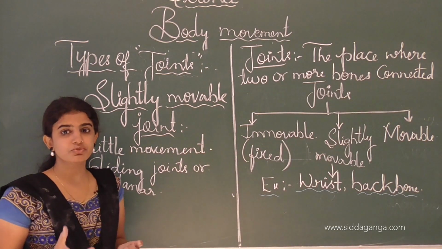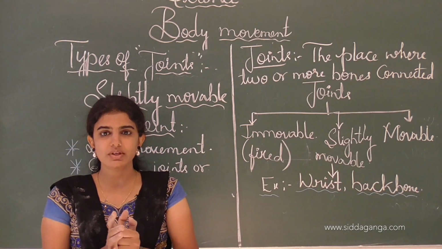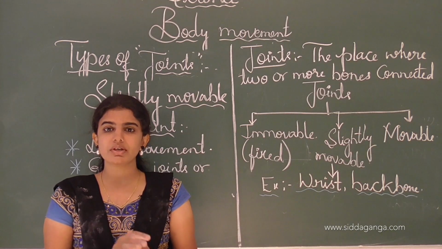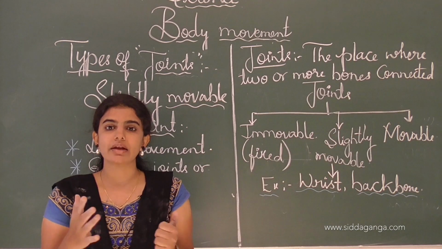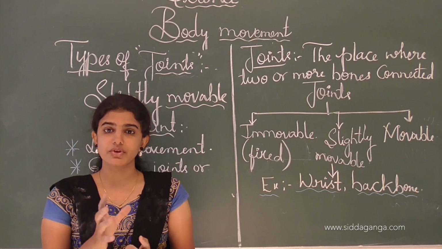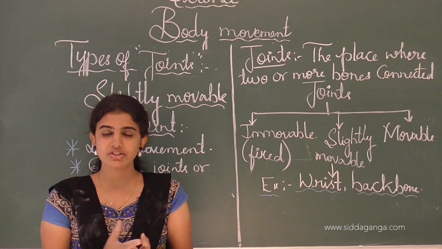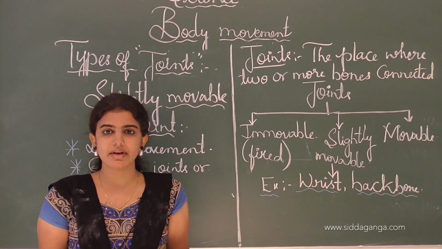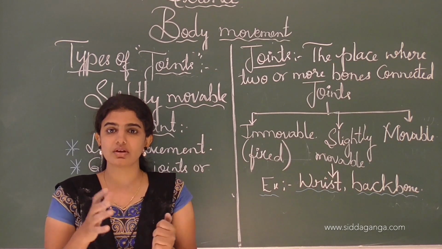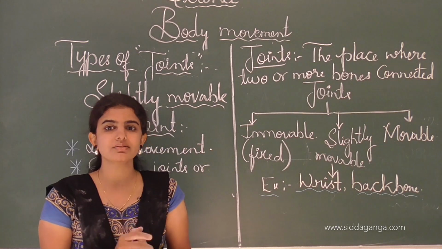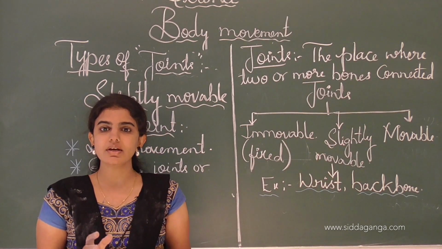Our skeleton system consists of bones as well as cartilage. Bones are usually hard tissue. Tissue is nothing but a group of cells, whereas cartilage is a smooth tissue. Bones give shape to our body, and they are very hard in nature. These bones can't be bent, and the place where two or more bones join together is called a joint. This is all about the bones, cartilage, and the joints.